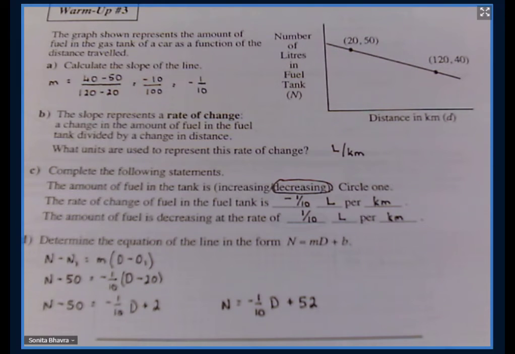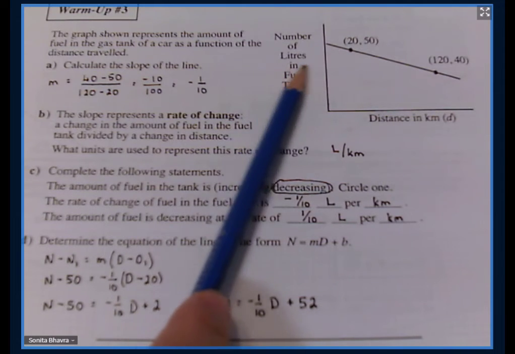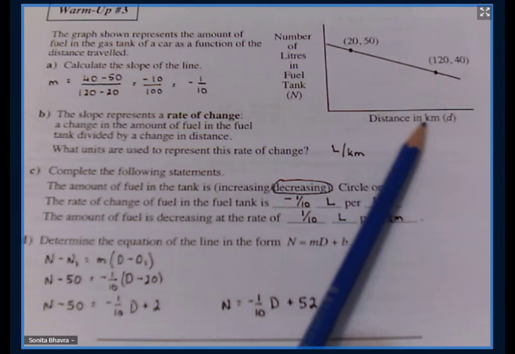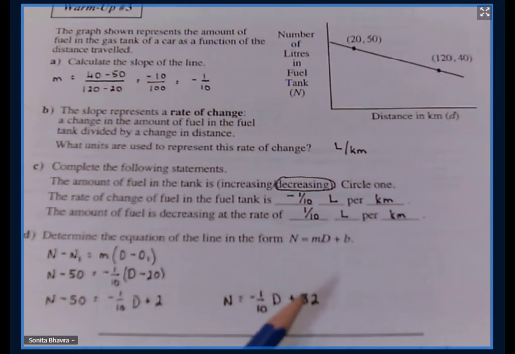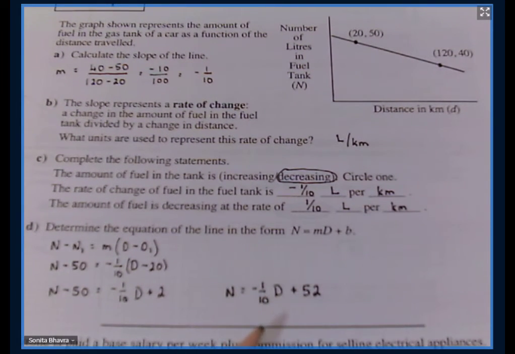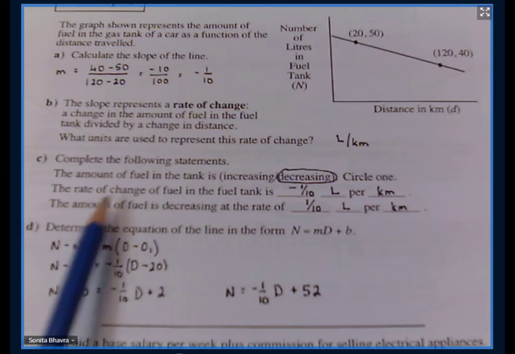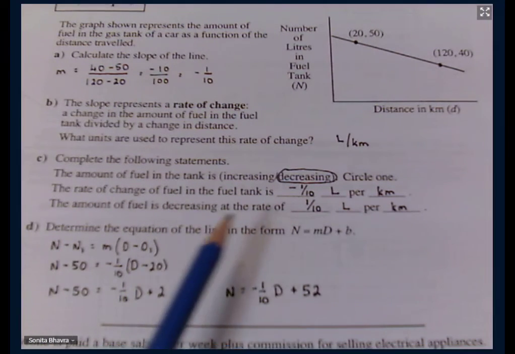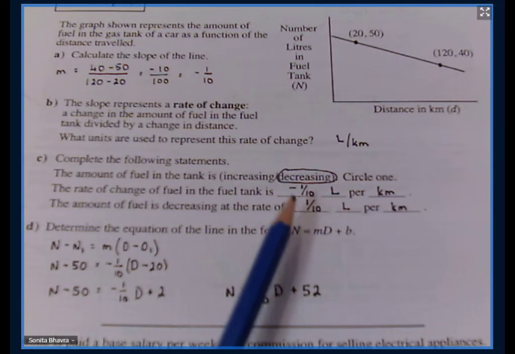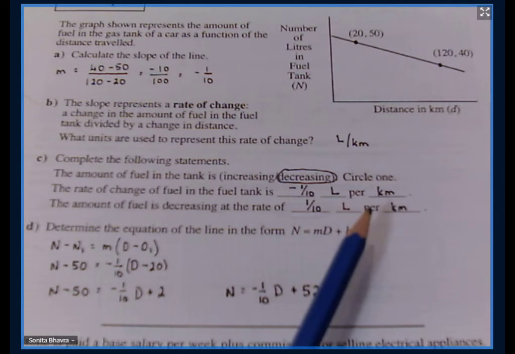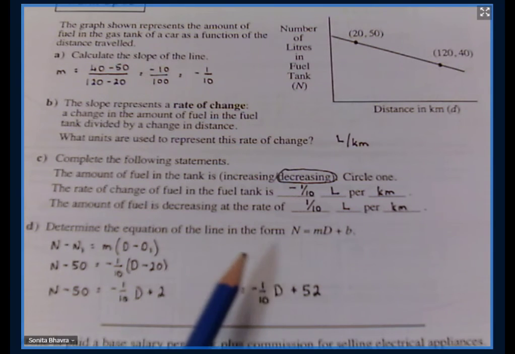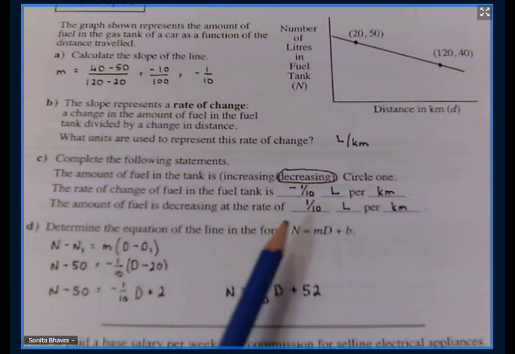So again, this does represent a rate of change, a change in the amount of fuel in the fuel tank divided by a change in distance. And our units are liters per kilometer. All right, so like we said, our slope is negative, the line is going down, so the amount of fuel in the tank is decreasing. The rate of change is negative 1/10 liter per kilometer, and that's its rate. The amount of fuel is decreasing at that rate, 1 over 10 liters per kilometer.